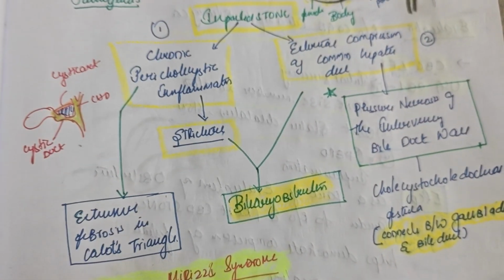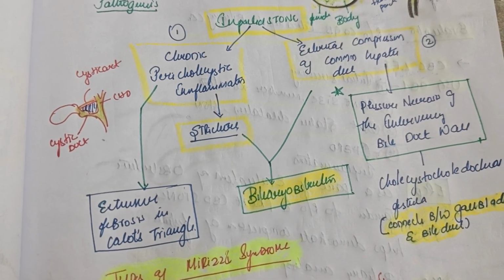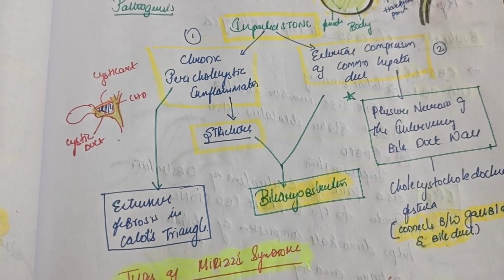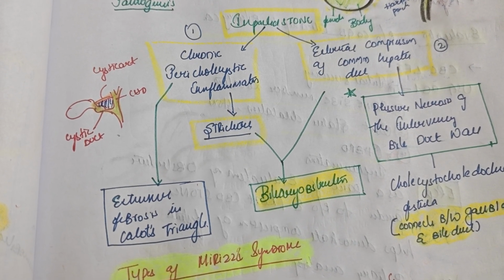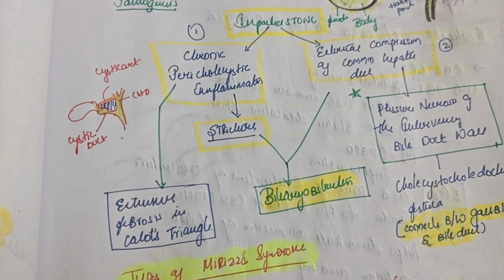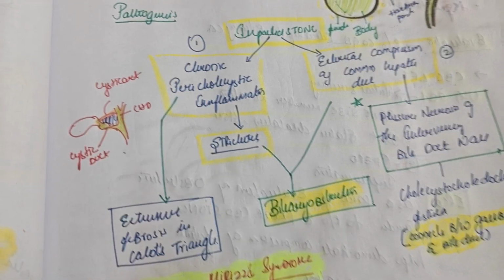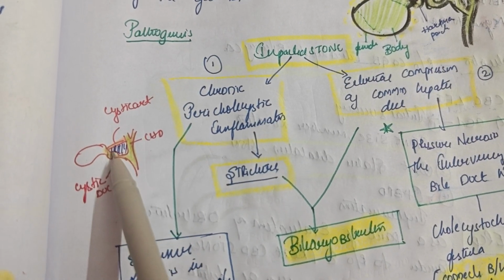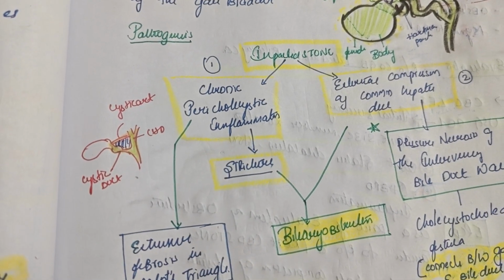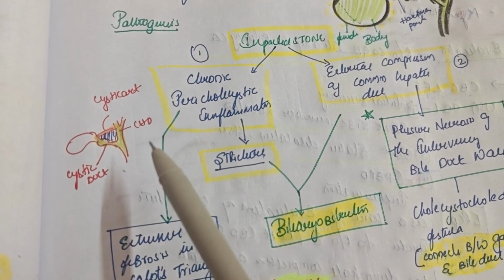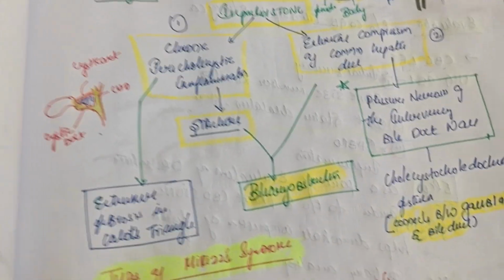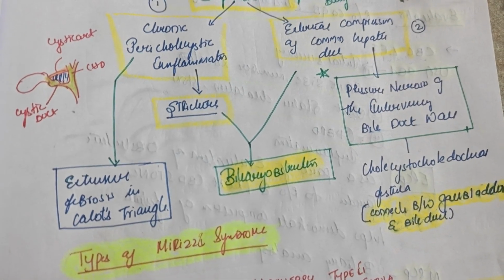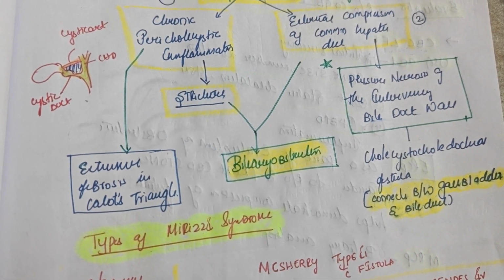Now, what is the next important aspect? The impacted stone present in Hartmann's pouch compresses the common hepatic duct. So that's what you need to understand. When it compresses the common hepatic duct, it can cause a problem. So what's the problem here? The problem is pressure necrosis of the intervening bile duct wall.